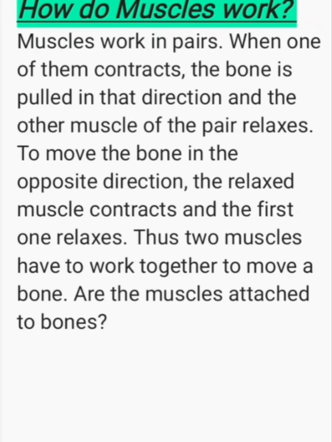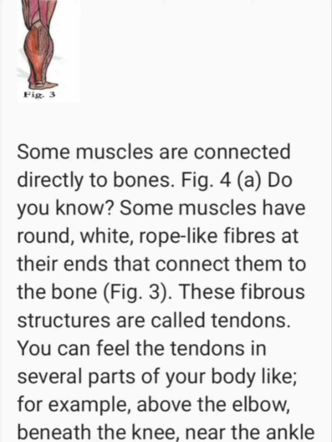Are the muscles attached to bones? Some muscles are connected directly to bones. Some muscles have round, white, rope-like fibers at their ends that connect them to the bone. These fibrous structures are called tendons. You can feel the tendons in several parts of your body like, for example, above the elbow, beneath the knee, near the ankle. Try to find out if you can feel them in other parts of your body.